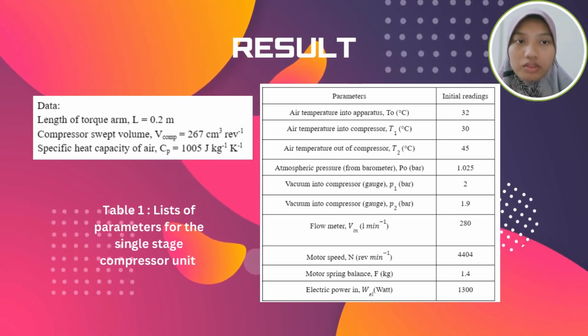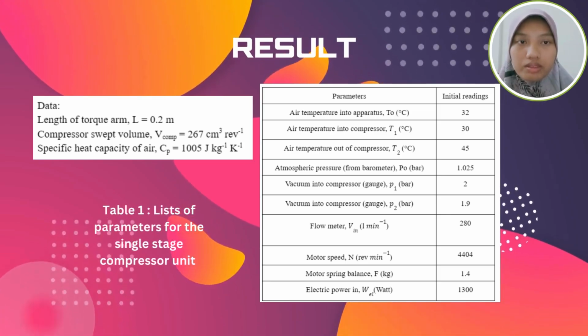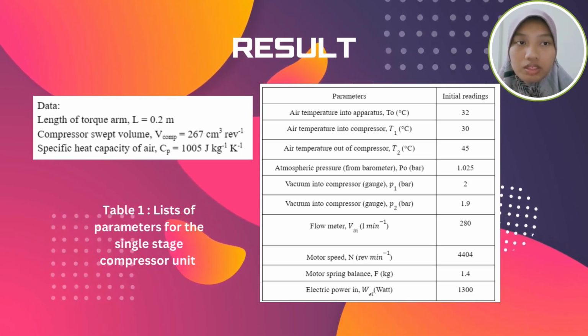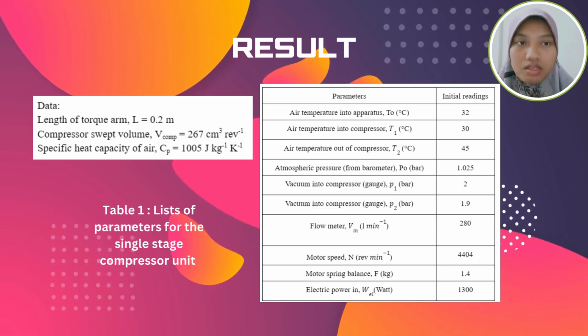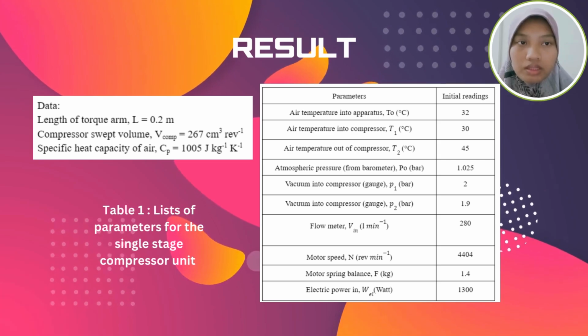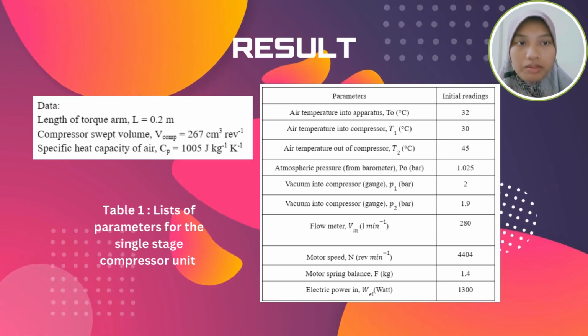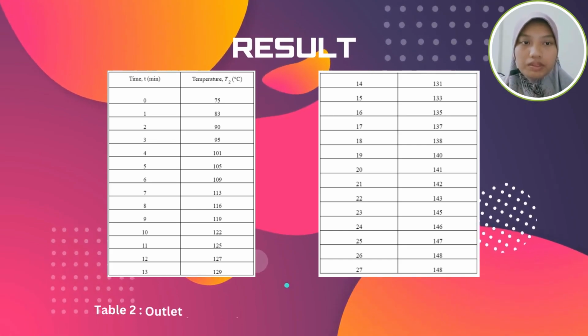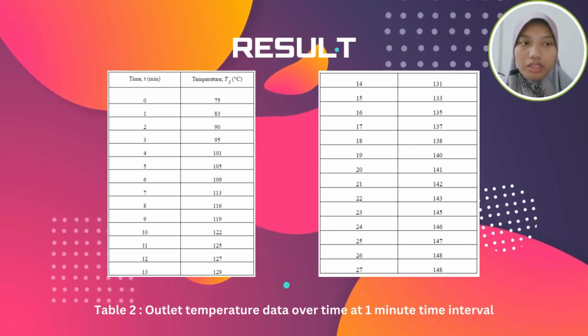The length of the torque arm L is 0.2 meter. The compressor swept volume V comp is equal to 267 centimeter cube per revolution. The specific heat capacity of air is equal to 1005 joule per kilogram Kelvin. This is Table 1, the list of parameters for the single stage compressor unit. This is Table 2, outlet temperature data over time at 1 minute time intervals.